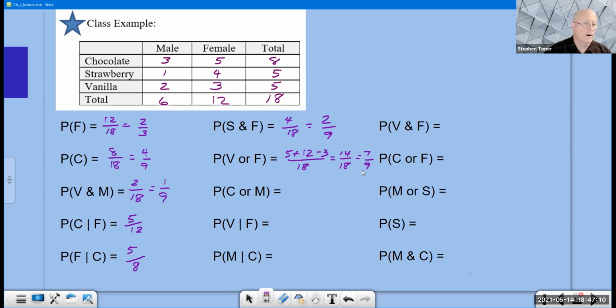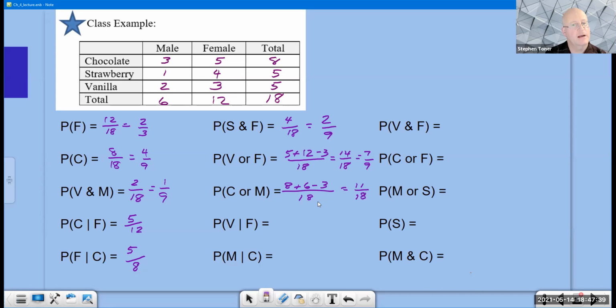Chocolate or male. Chocolate, okay, we've got 8 people in that row. Male, we have 6 people in that column, but there was an overlap of that row and column, which contained 3 men who wanted chocolate. So I will subtract those 3 off, and we will get 11 out of 18.